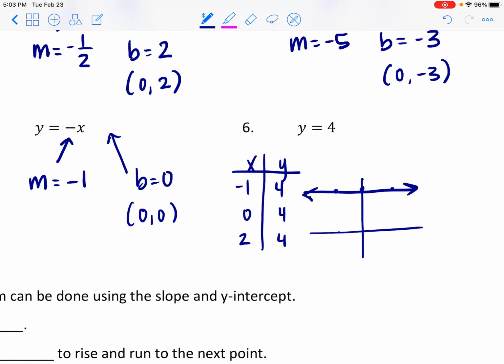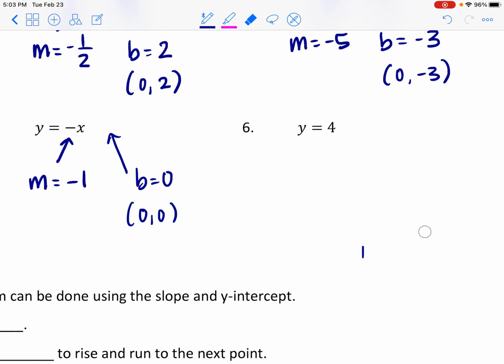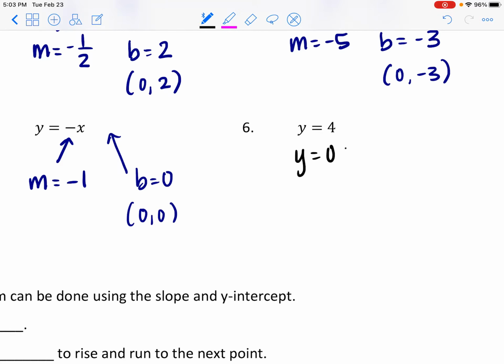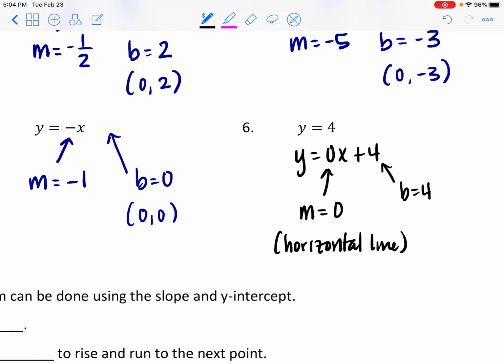Remember, I'm not rising to get from one point to the next. So this is technically no number in front of x. I could say there's like a 0x here, or I could say this is the same thing as 0x plus 4. There's no slope here. My slope is 0. That means there's no rise. That means we have a horizontal line. And then my y-intercept is 4. So it would definitely cross the y-axis at (0, 4).